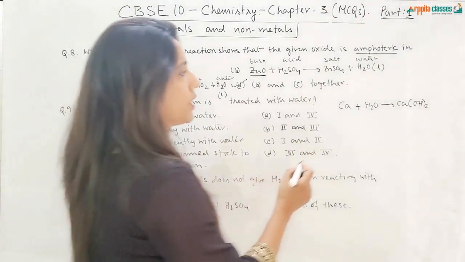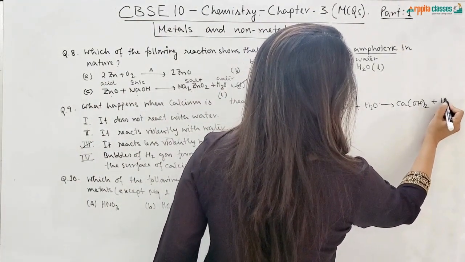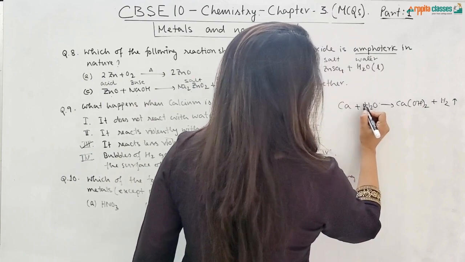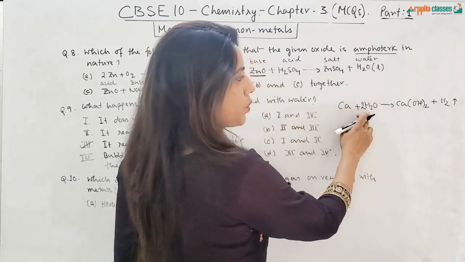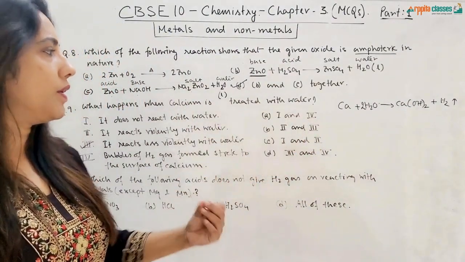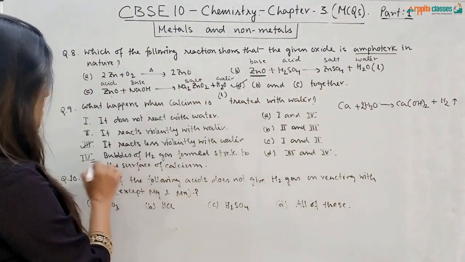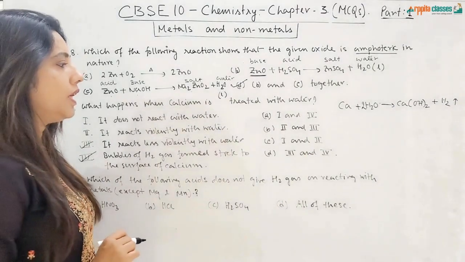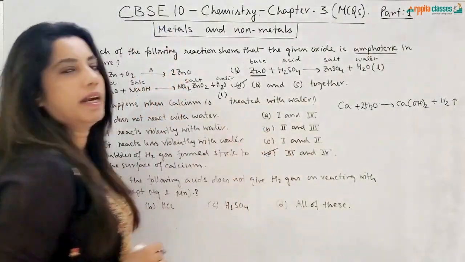Bubbles of hydrogen gas are formed, which stick to the surface of calcium. So here it will be hydrogen also. So this will be 2H2O. Ca plus 2H2O will give you Ca(OH)2 plus H2. So bubbles of hydrogen gas form which stick to the surface of calcium. Even this is correct. So 3 and 4 is the right option.